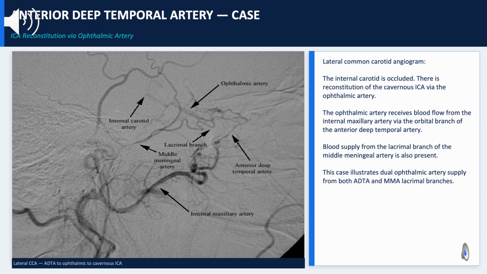Note the dual supply. Both ATA and MMA lacrimal are feeding the ophthalmic simultaneously. This pattern of dual ECA branches converging on the ophthalmic artery is common when the ICA is occluded, because the hemodynamic demand of the ophthalmic territory recruits every available ECA connection.